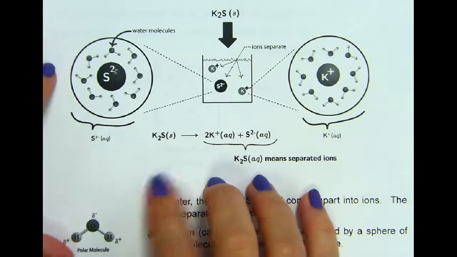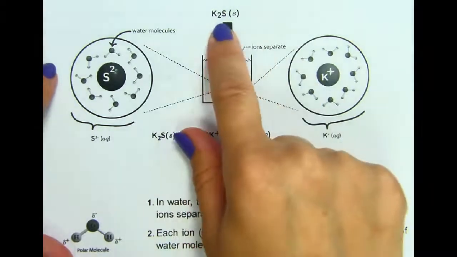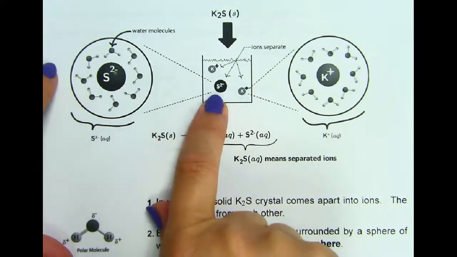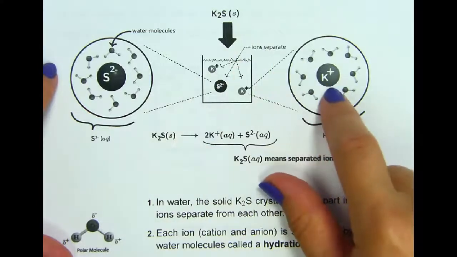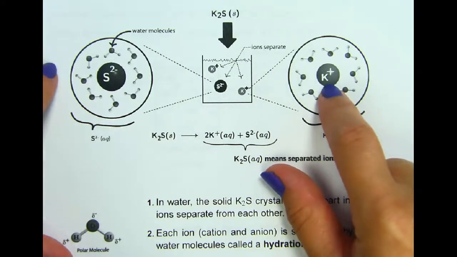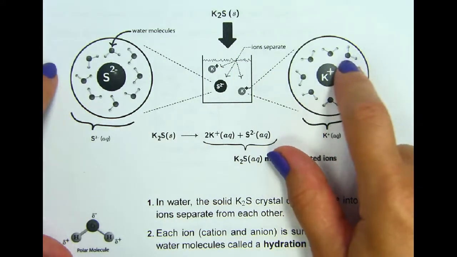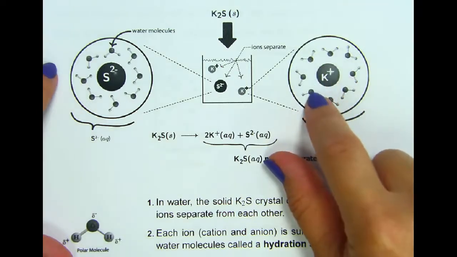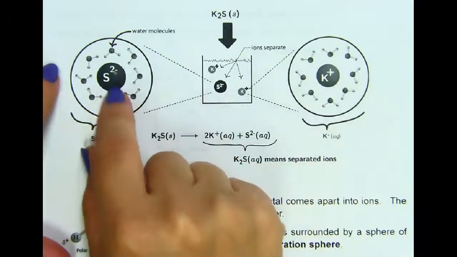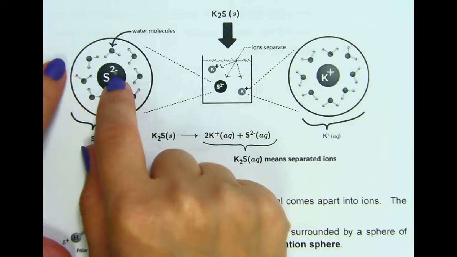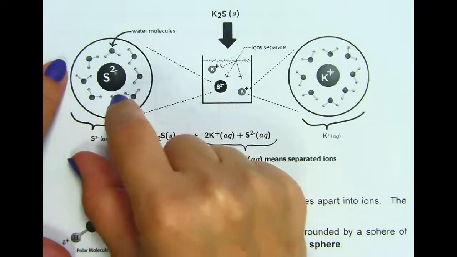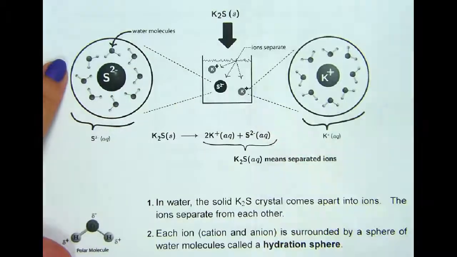So let's look at this diagram. We have potassium sulfide, which is going to give us 2 potassium +1 ions and 1 sulfide ion. When they separate, potassium, being positive, is going to become surrounded by the partially negative oxygen atoms in the water molecules, as opposed to the sulfide, which is negative, is going to become surrounded by the partially positive hydrogens in the water molecules.